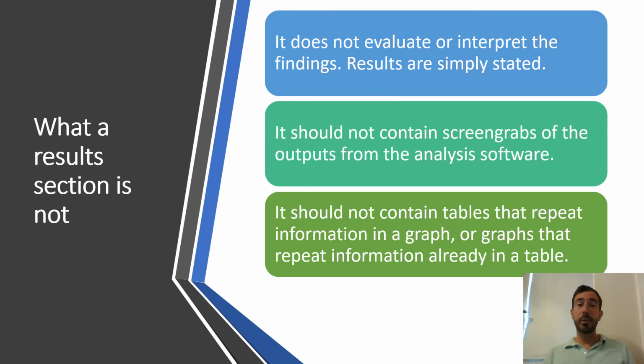It should not include tables that repeat information presented in an earlier graph, and it should not include graphs that repeat information from an earlier table. One illustrative statistic per aim is enough. You don't have to tabulate and then graph the same data. And always remember to cite your tables and figures in the text. For example, Table 1 shows or Figure 1 illustrates. Don't simply include the table or figure and expect the reader to know what it's telling them.